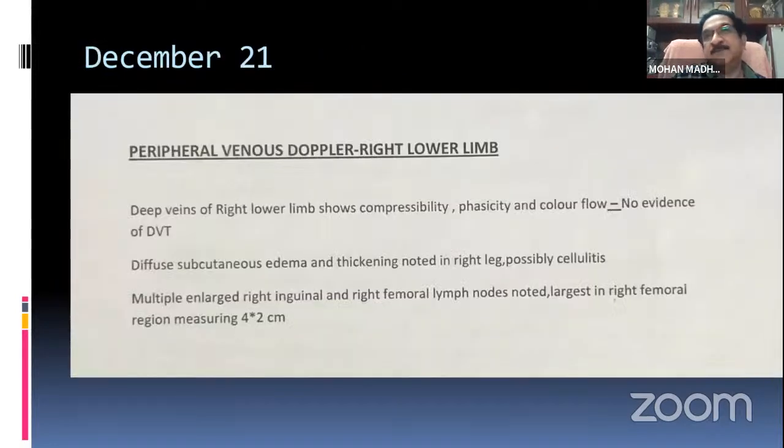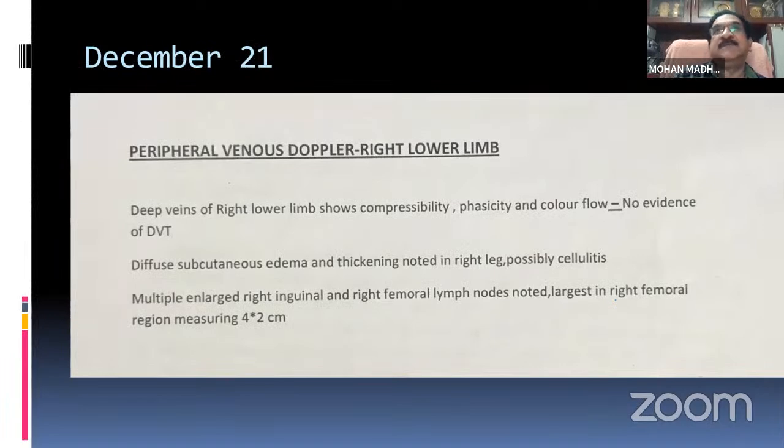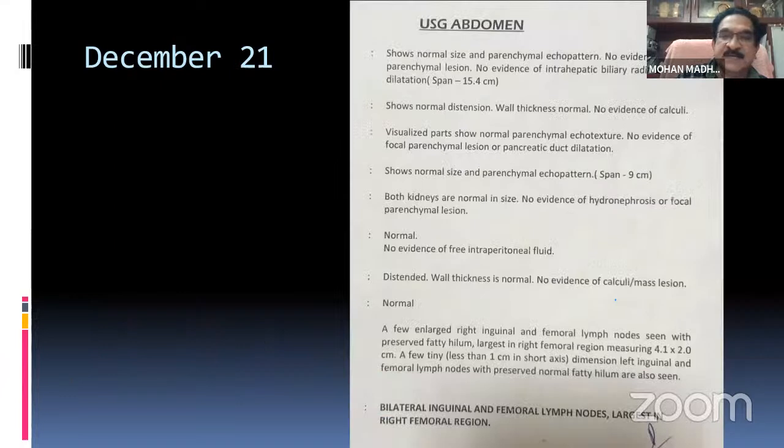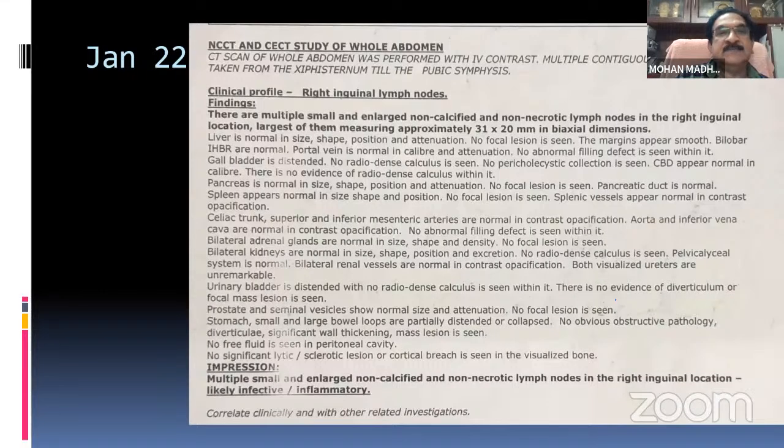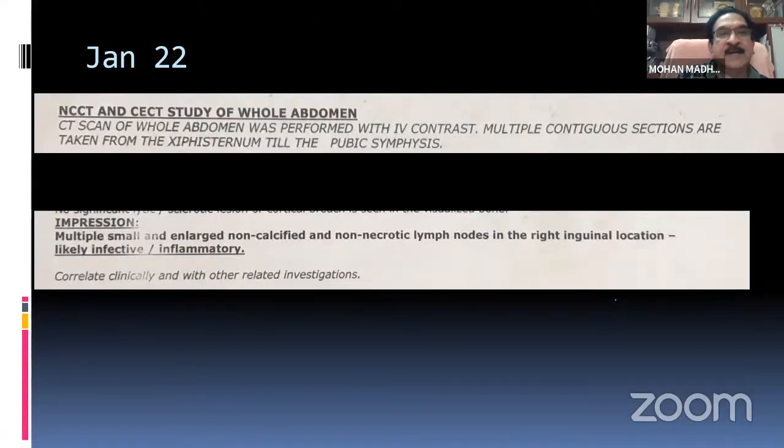In December 2021, he was initially diagnosed with Castleman disease. He went to the physician and detected bilateral inguinal femoral lymph nodes, largest in the right femoral region. They did a CT scan which showed multiple small, enlarged, non-calcified, non-necrotic lymph nodes in the right inguinal location, likely infective or inflammatory.